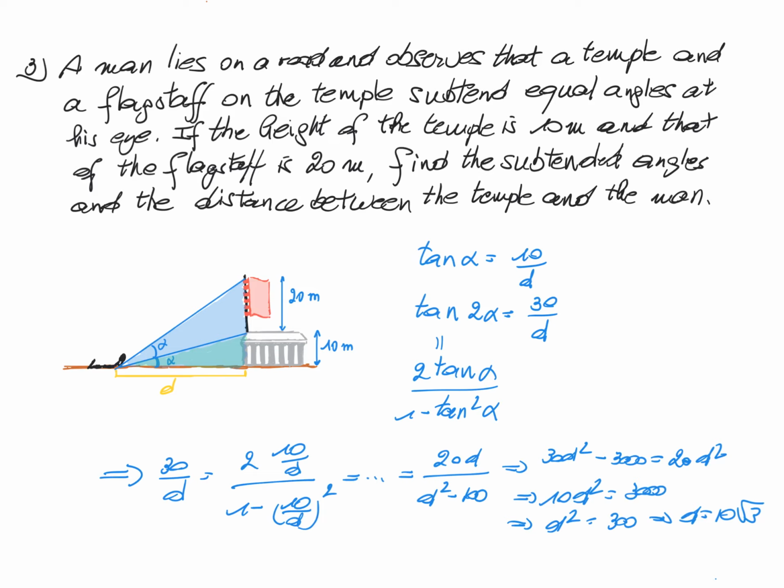So we will take the smaller one. In that case, we know that the tangent of alpha is 10 divided by 10 square root of 3, or tangent alpha is 1 divided by the square root of 3, so alpha will be pi divided by 6 radians.